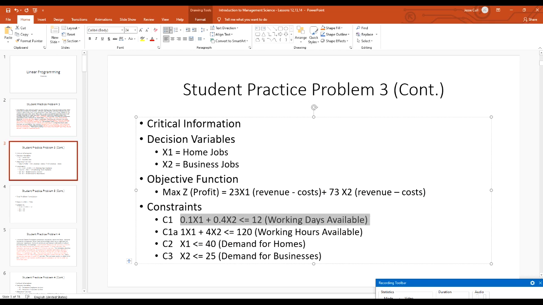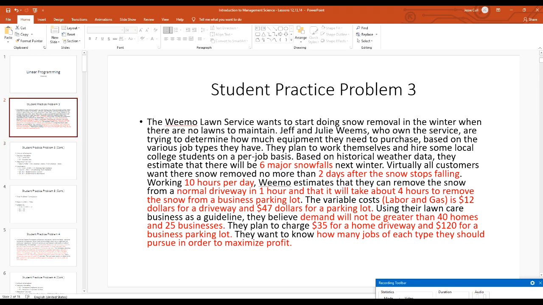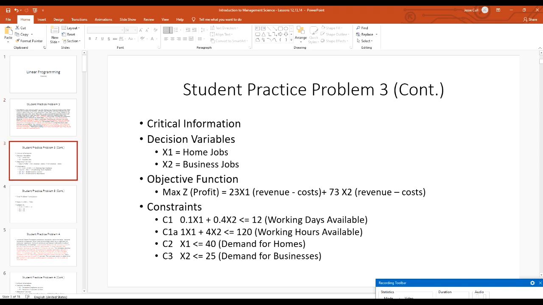We can also do it a second way. We can convert this to hours, as I said. 12 days times 10 hours is 120 hours. And we have 1 hour and 4 hours. So in that situation, we have a second alternate constraint. Not a new constraint, but an alternate. And we see it's 1x1 plus 4x2, and it's less than or equal to 120.